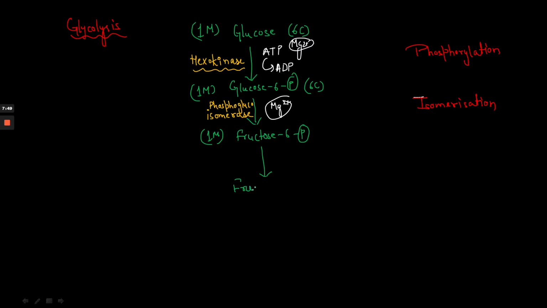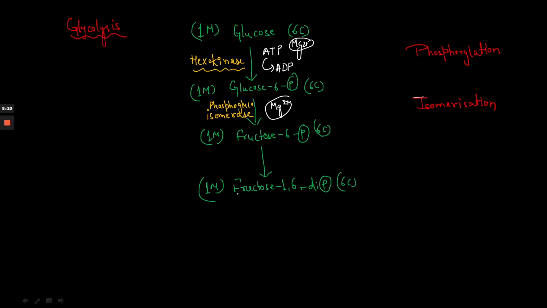fructose 1,6-diphosphate. Already in the case of fructose 6-phosphate, there was a phosphate group present on the 6th carbon. In this, again a phosphate group is being added on the first carbon as well. So one molecule of fructose 1,6-diphosphate is being formed. Here also 6 carbons are present, here also 6 carbons are present.